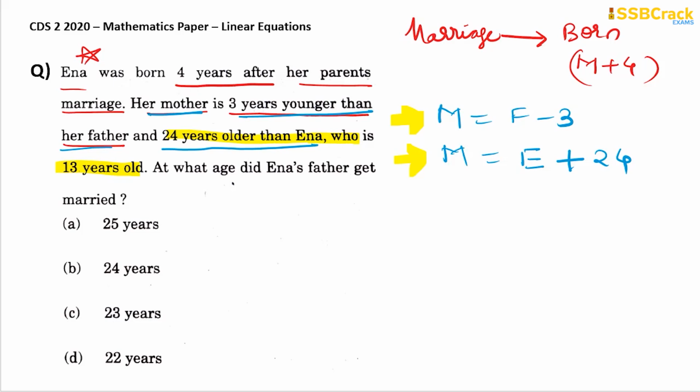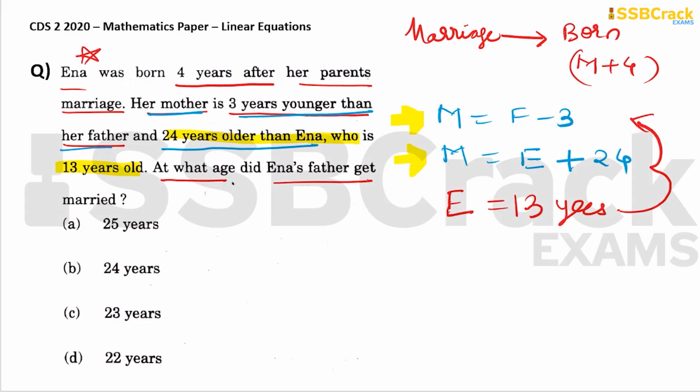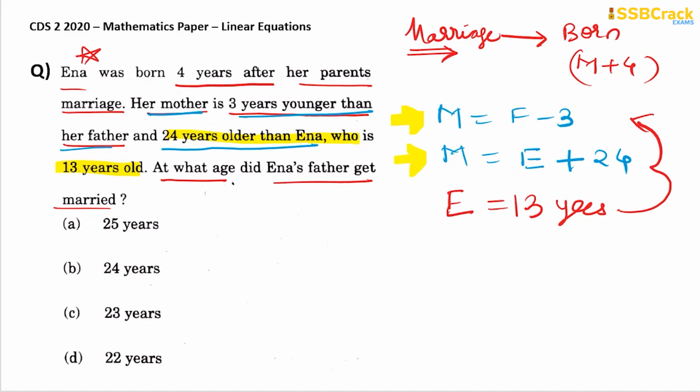Means Anna's age is known to us. Today's age of Anna, the present age of Anna, is how much? It is 13 years. So Anna's age we know now. We have to just go step by step to come to the answer to what they asked. At what age did Anna's father get married? We have to find the age of father on the date of marriage, the year of marriage, right?